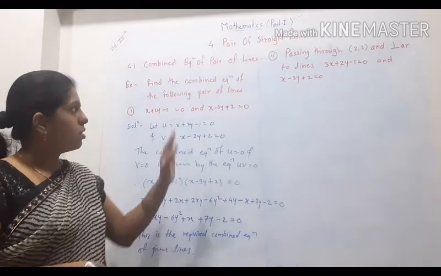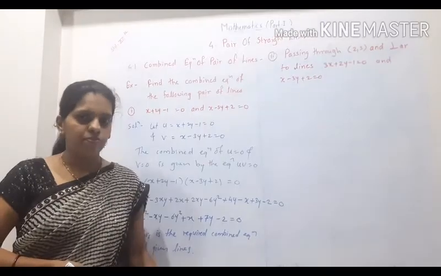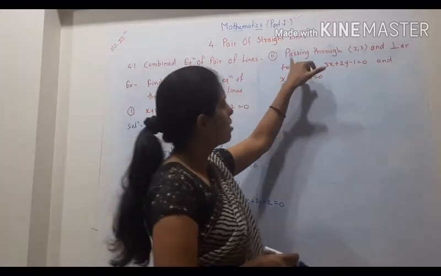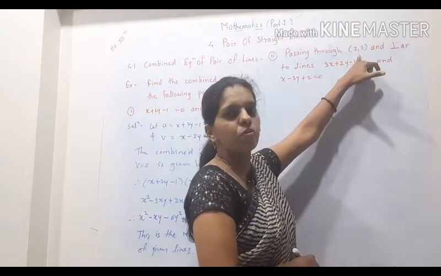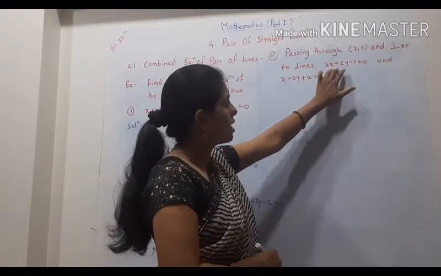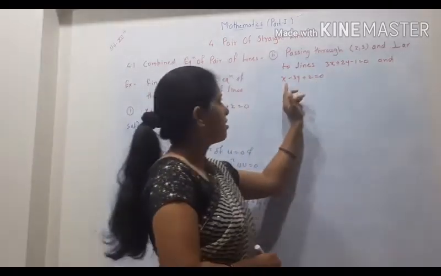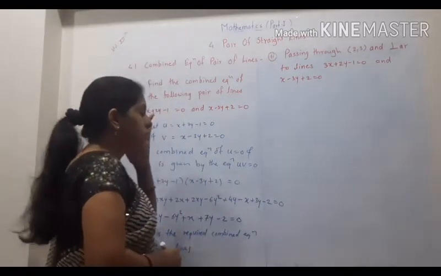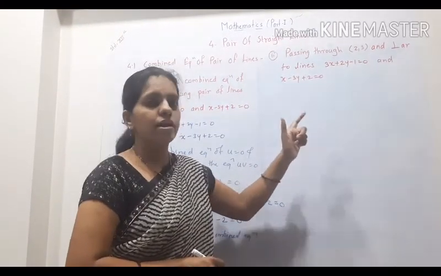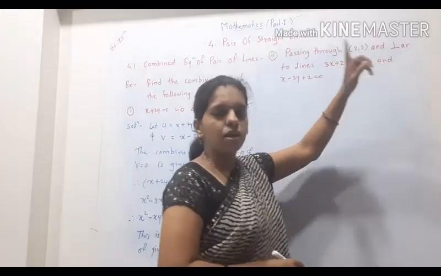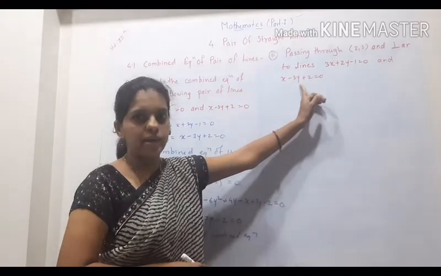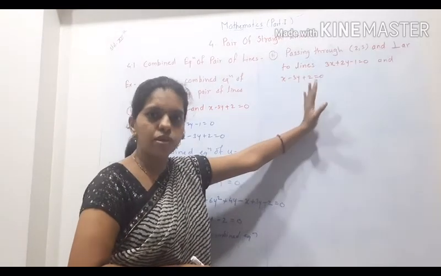So now see the example when these two equations are not given. Second example: find the combined equation of the lines which are passing through the point 2, 3. The point 2, 3 is the common point of the two lines, and the lines are perpendicular to the lines 3x plus 2y minus 1 is equal to 0 and the second line x minus 3y plus 2 is equal to 0. Means the lines whose joint equation is to be found out are passing through the point 2, 3, and one line is perpendicular to this line and the other line is perpendicular to the second given line. So these are u is equal to 0 and v is equal to 0.